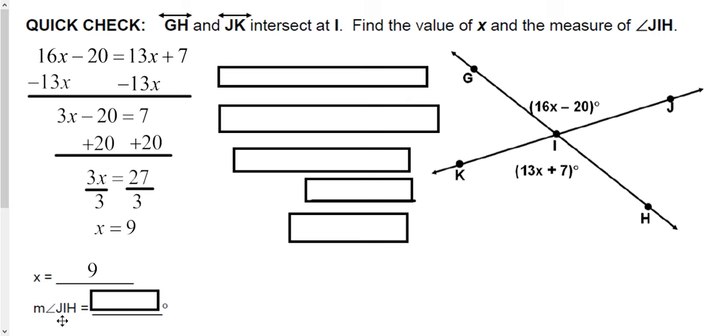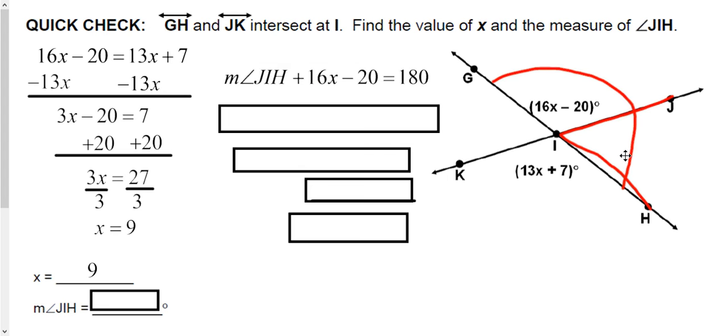So let's see, they want the measure of JIH. Let's see if I highlight it here. From J to I to H. So it's similar to that last problem. We know that these two got to add up to 180. They're a linear pair. So we'll go ahead and put that down like that. I've got the measure of that one we're looking for, plus this one, the 16x minus 20 equals 180.